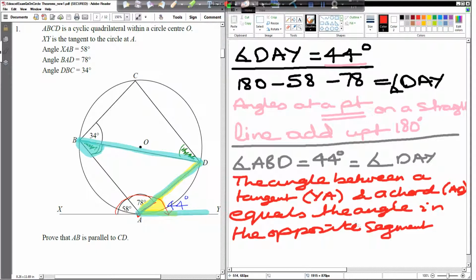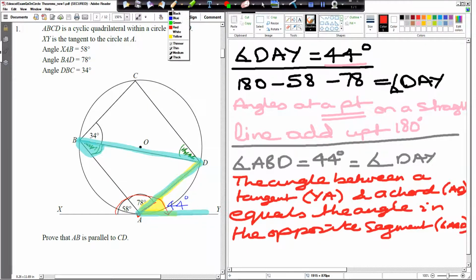And which angle is in the opposite segment? Which is the one we just looked at, angle ABD. Brackets. So we've been very, very precise here on our mathematics. We explained this angle here, and how we got that. From that one we explained how that one also became 44 as well. So I'm going to label that in there now. Okay, make sure you copy all that down.